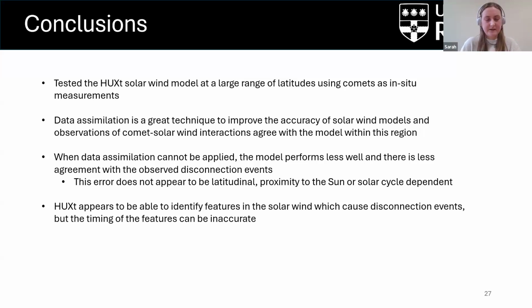However, this error doesn't really appear to have any dependencies. Like, it doesn't get any worse at high latitudes. It's more of a binary situation: it works really well when you can apply data assimilation, but when you can't apply data assimilation, it just doesn't work as well. It doesn't work better at certain times of the solar cycle, or if the comet's closer to the sun or anything like that. And yeah, we've realized that HUXt can identify the correct solar wind features, which could be causing these disconnection events, but the timing and the longitudinal location is slightly off.